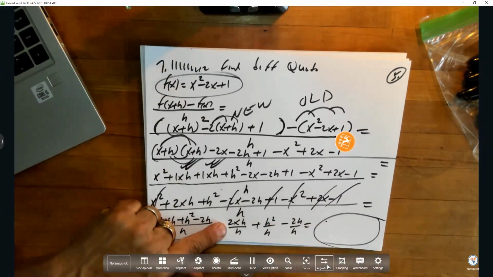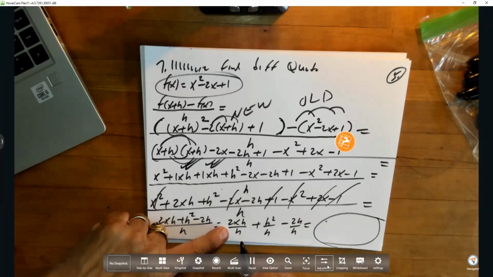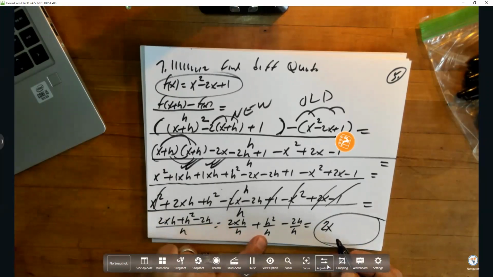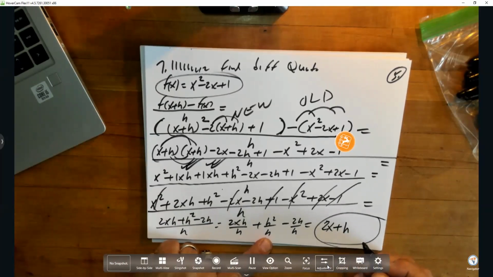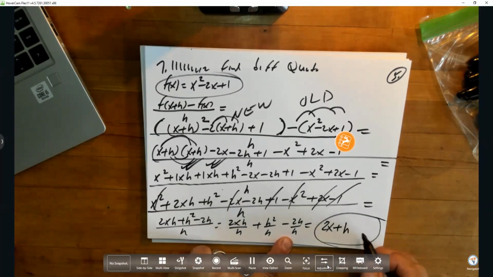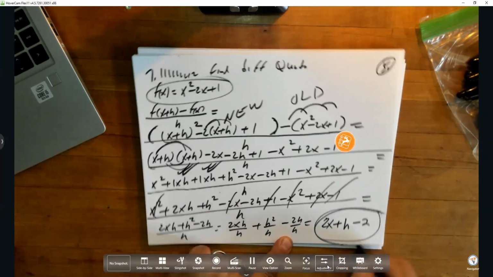So first one, 2xh over h, what does that become? 2x. Yes, done. Next one, what does h squared over h become? h. And the last one, what does negative 2h over h become? Negative 2. And that's it, right? Yeah, that's it. That's the answer.